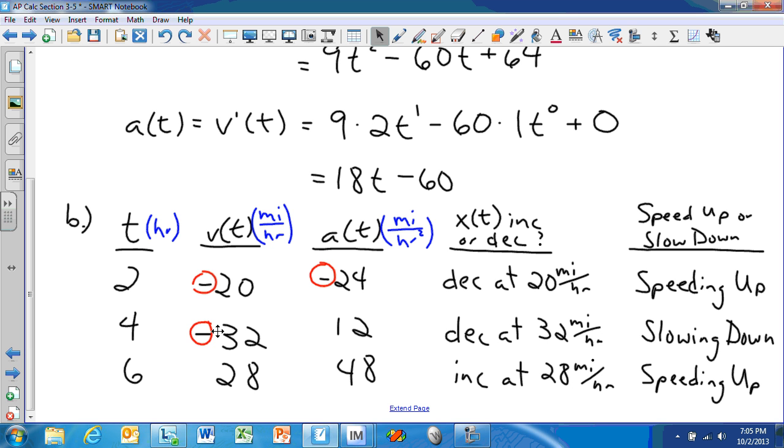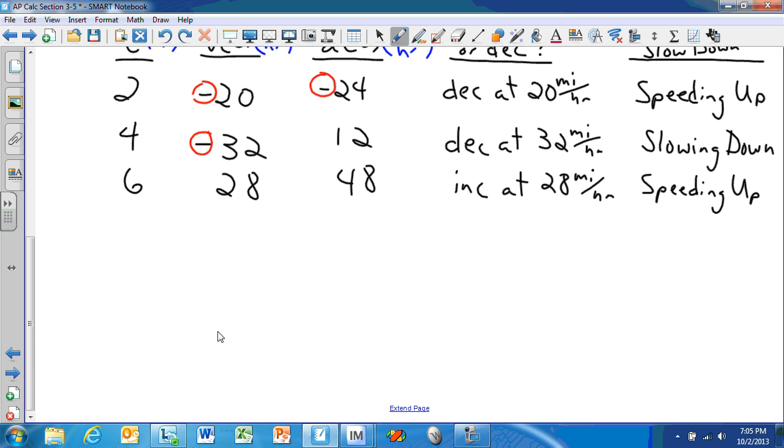All right, look at part C. It says, at what times on the interval from 0 to 8 is x at a maximum? And is x ever negative if t is in this interval? All right, so to determine that, the question is, when in the interval from 0 to 8 is x at a maximum?